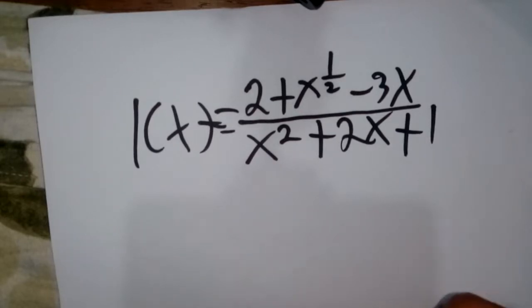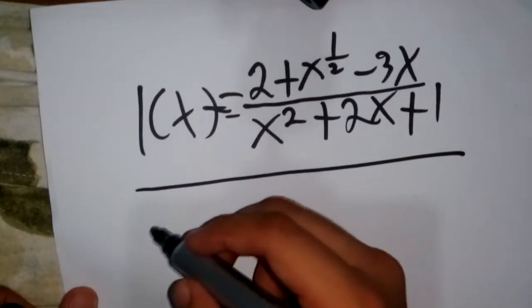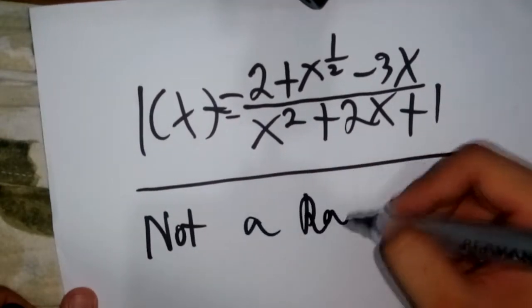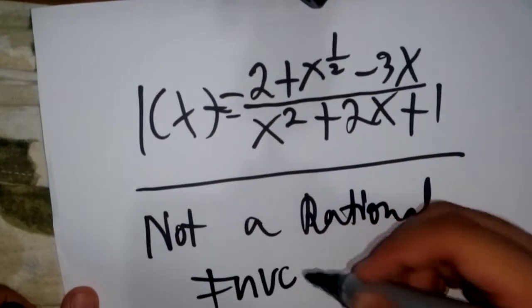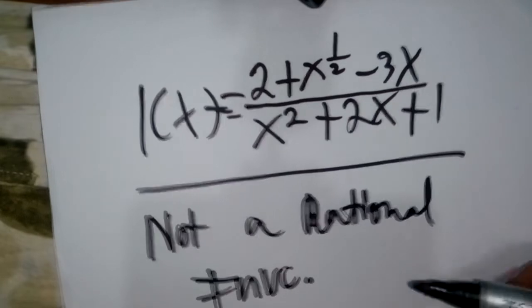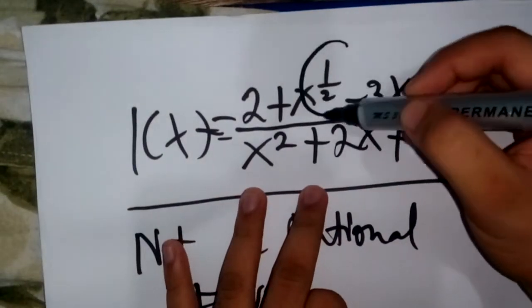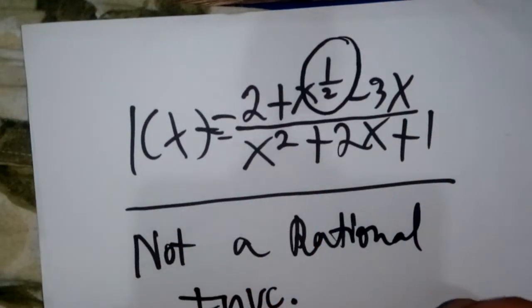Done? The answer is not a rational function. Why? First things first, it is not following, as there is a fraction in an exponent.